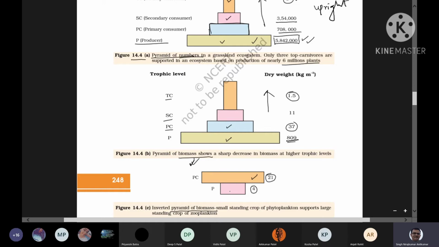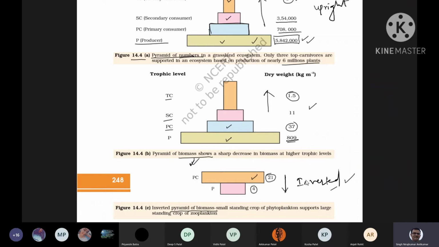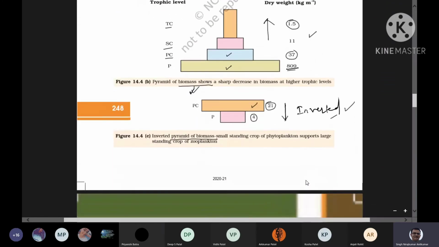So in this case, if you sketch the graph, it won't be upright. It will be inverted, so this graph is called inverted. The pyramid of biomass may be upright or inverted, depending on the type of ecosystem in which you are sketching the pyramid. Keep in mind that this pond ecosystem is a very good example, where the biomass of the primary consumers is more than that of the producers.